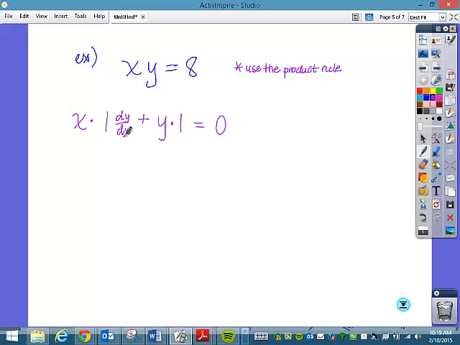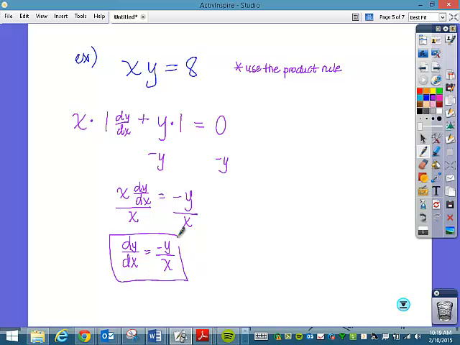Alright, so I am trying to isolate dy dx, so I'm going to subtract y from both sides, leaving me with x dy dx equals negative y. And I'm trying to get dy dx all by itself, so I'm going to divide by x on both sides, giving me dy dx equals negative y over x. So you can use the product rule and implicit differentiation at the same time.